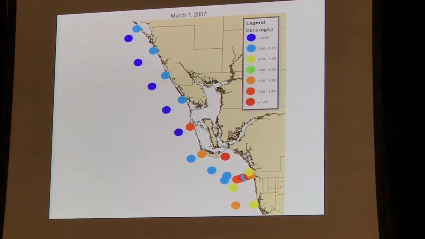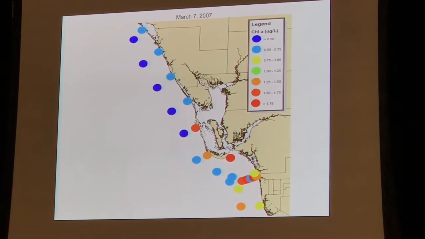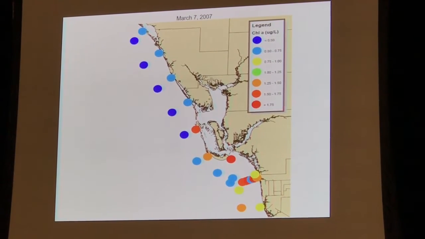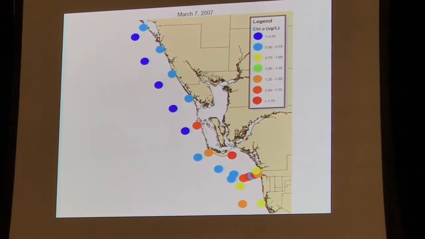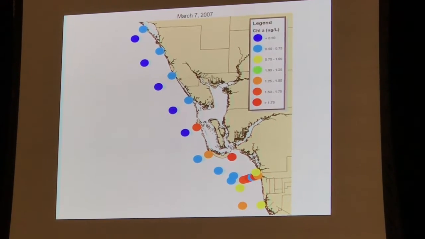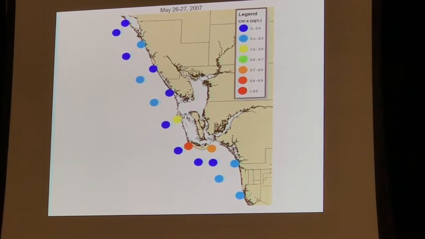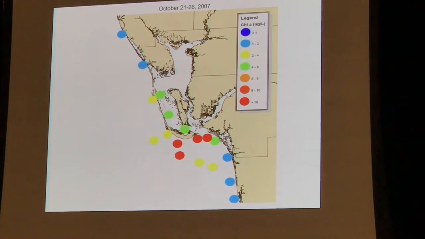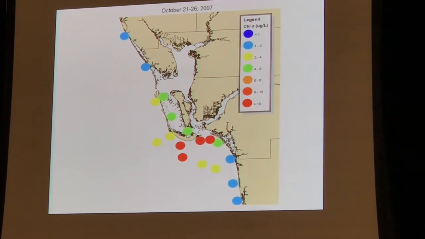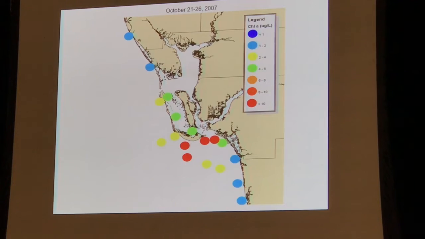Every time I do a cruise along the west coast of Florida, you see higher abundance of algae right there near the mouth of the Caloosahatchee River. Here's the Caloosahatchee River, here's Sanibel Island, Fort Myers. So clearly the Caloosahatchee River is a major source of nutrients to the west coast.